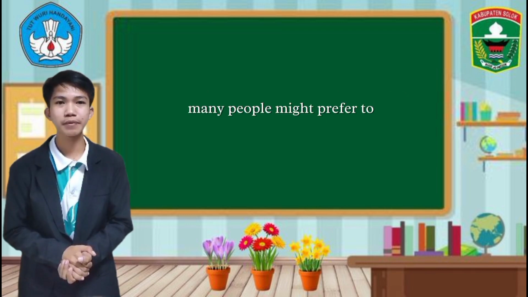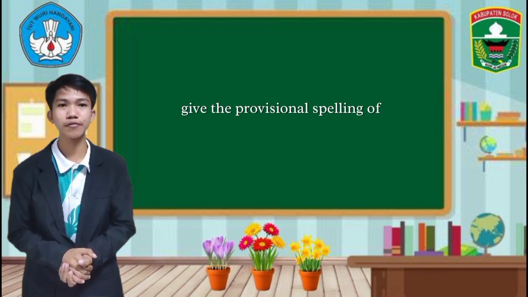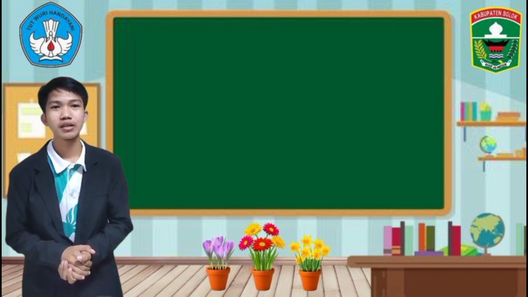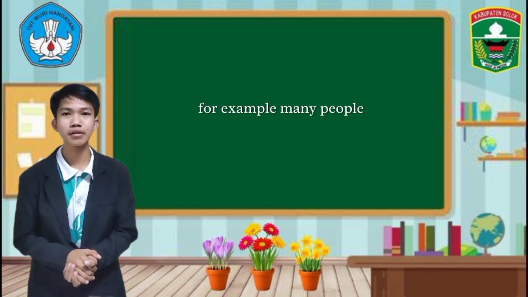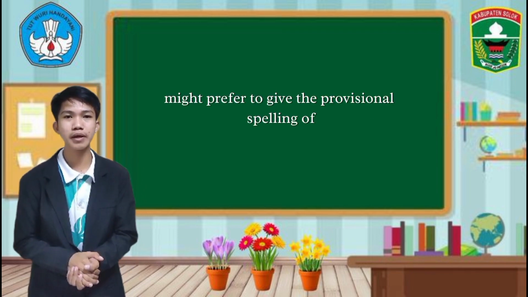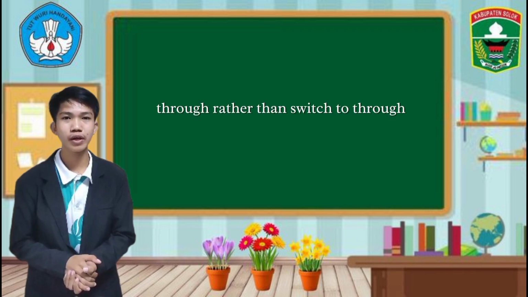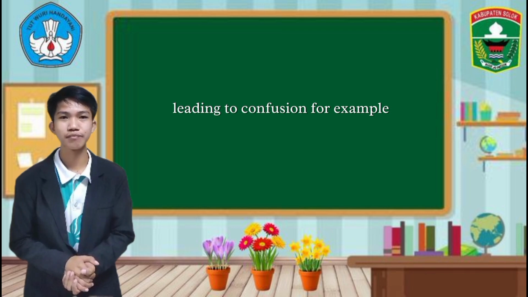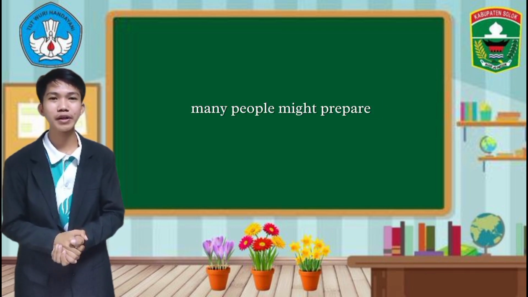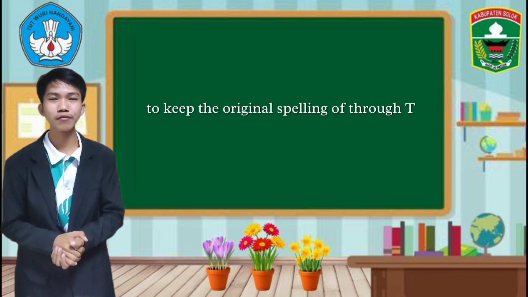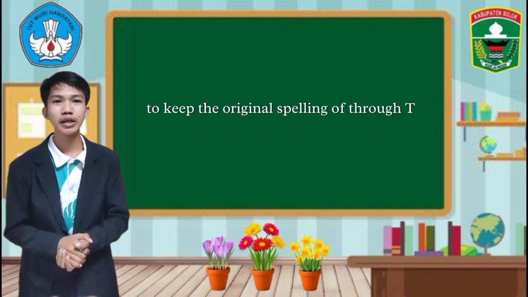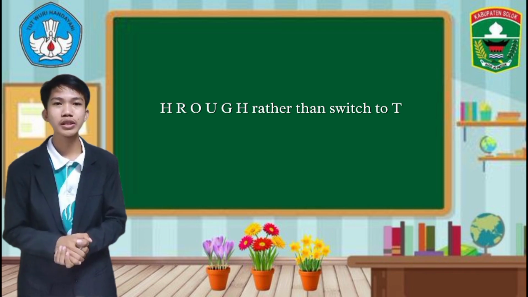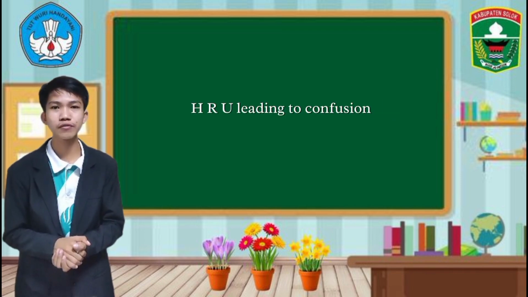For example, many people might prefer to keep the traditional spelling of through, T-H-R-O-U-G-H, rather than switch to T-H-R-U, leading to confusion.